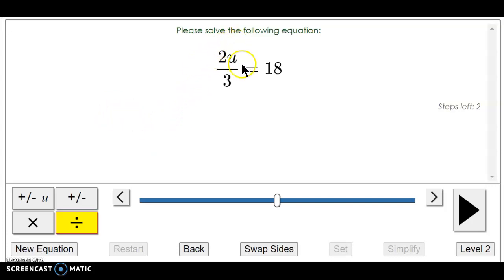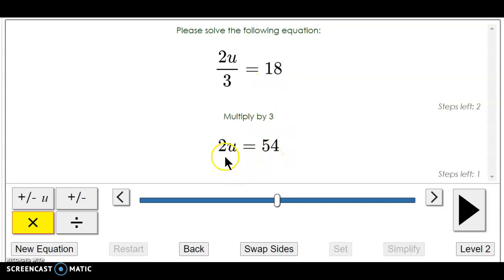Okay, so I have on the left hand side 2u divided by 3 equals 18. So whenever I see a fraction in an algebraic equation, I will try to get rid of the denominator first. In this case, the left hand side is 2u divided by 3. So to do the opposite of divided by, I multiply 3 to both sides. In that case, the 2u divided by 3 becomes 2u. On the right hand side, 18 times 3, I have 54.